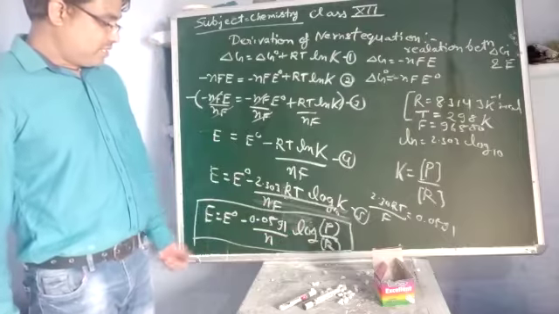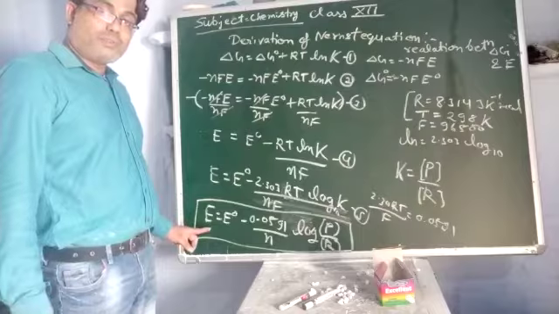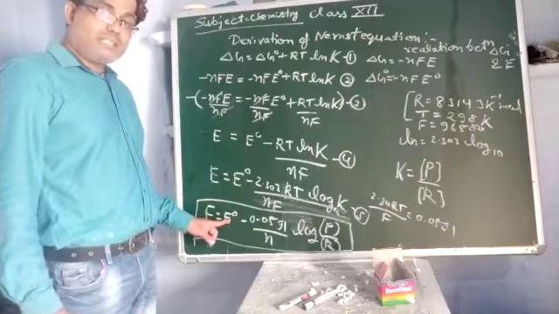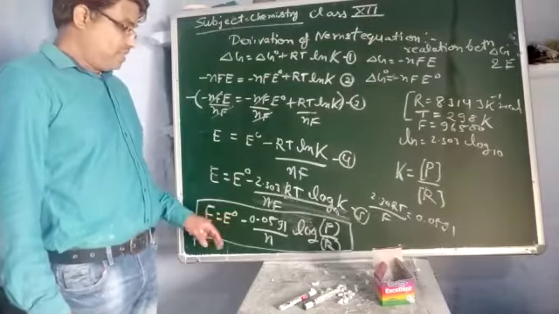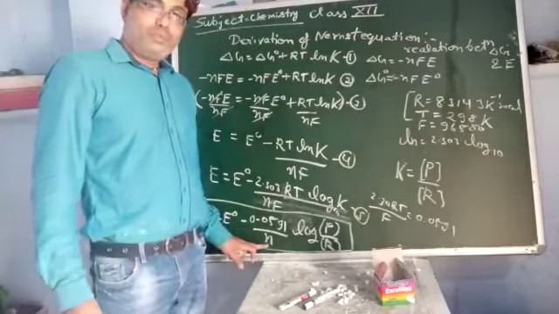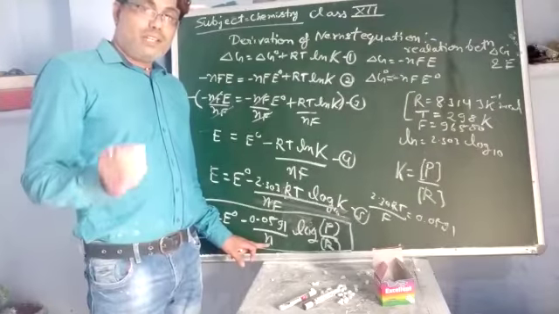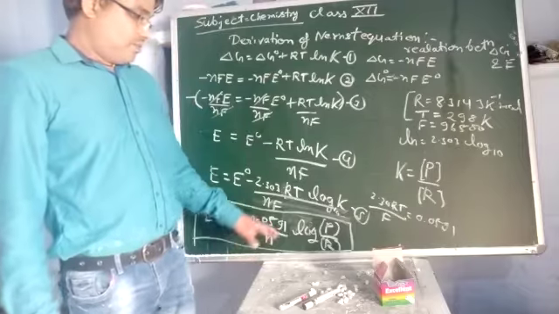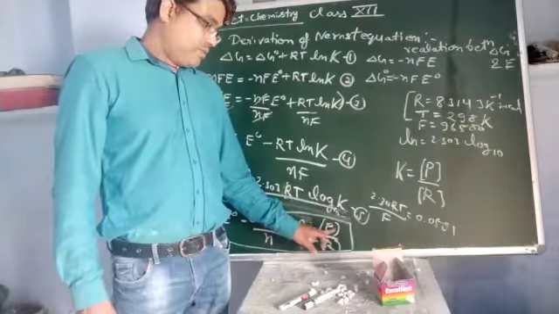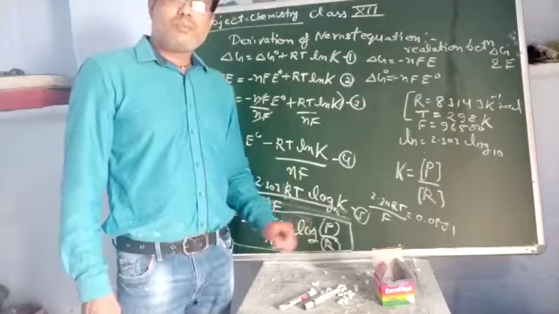So in this equation, you can understand E is the electromotive force of the cell, E naught is the standard electromotive force or standard electrode potential. Now n is the number of electrons which are involved in the complete cell reaction. Now product is the concentration of product, and reactant is the concentration of reactant. This topic is finished.